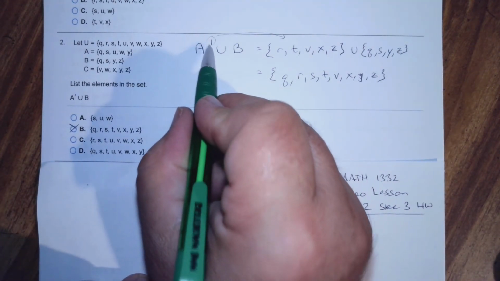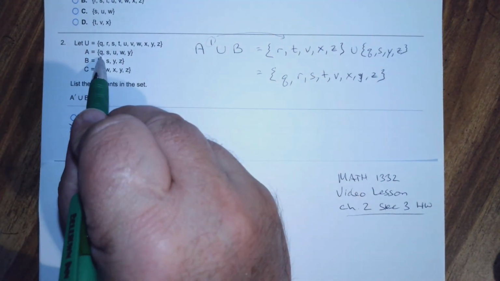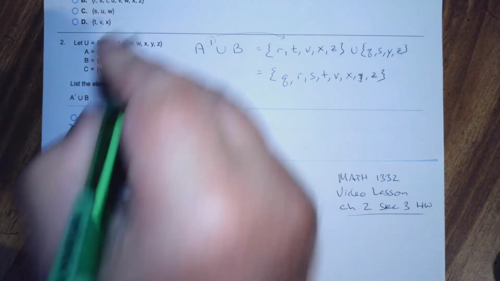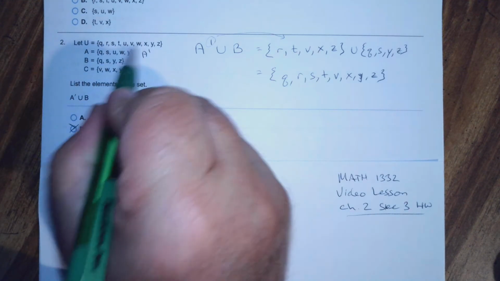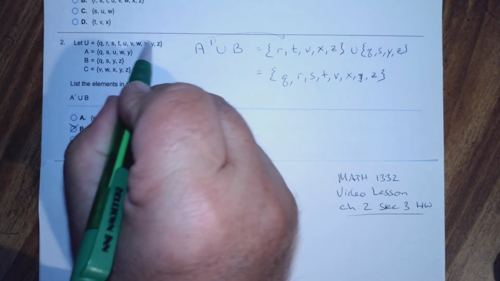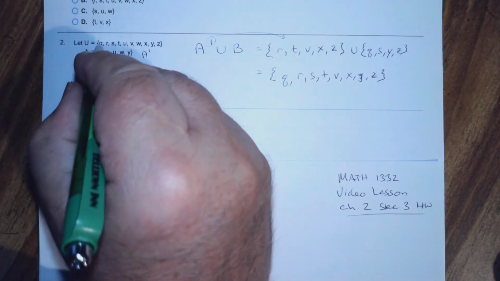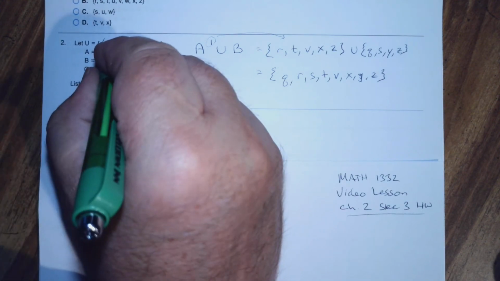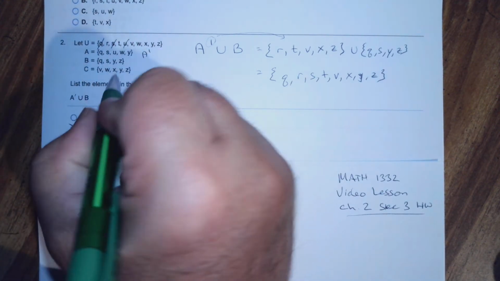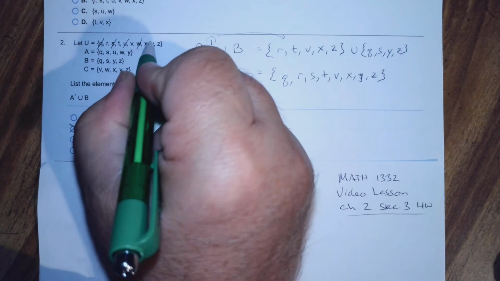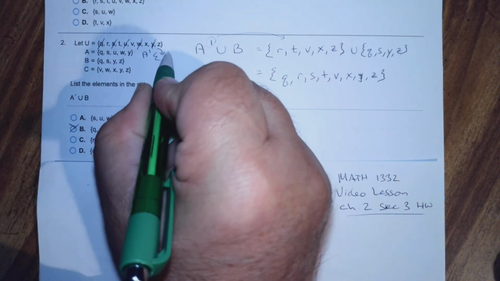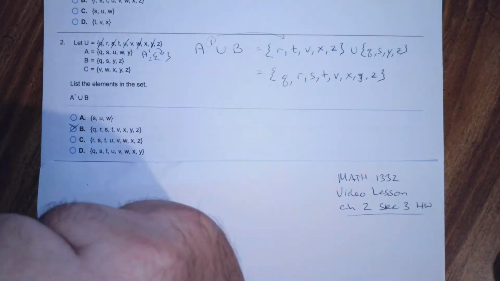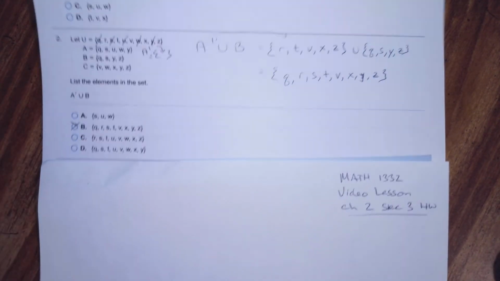So again, the complement simply means since A has these, the complement of A is whatever's in the universe, take away these. So we get rid of the Q, get rid of the S, get rid of the U, the W, and the Y. Whatever's left is the complement. That's how that works.